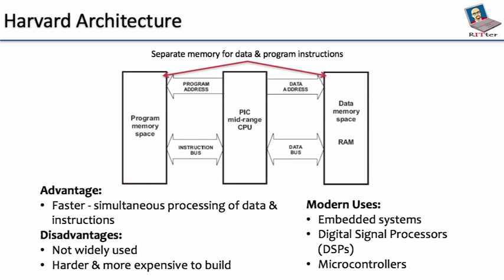But the fact that it's got more memory means that it allows for a lot faster simultaneous processing of data and also program instructions. So those things can happen together, whereas in the von Neumann architecture, your processor is either processing data or it's processing a program instruction, not necessarily both at the same time. In the Harvard architecture, they both can happen simultaneously because they've got their own memory spaces, but that makes the system far more expensive to build.